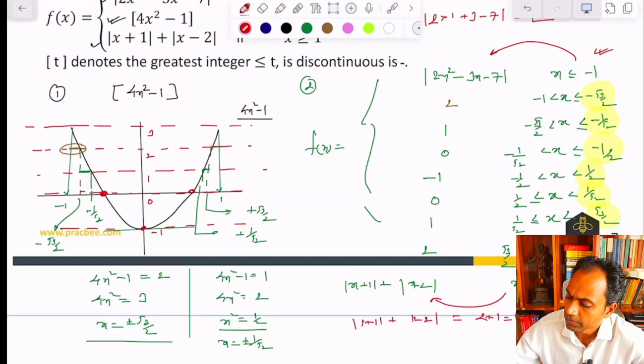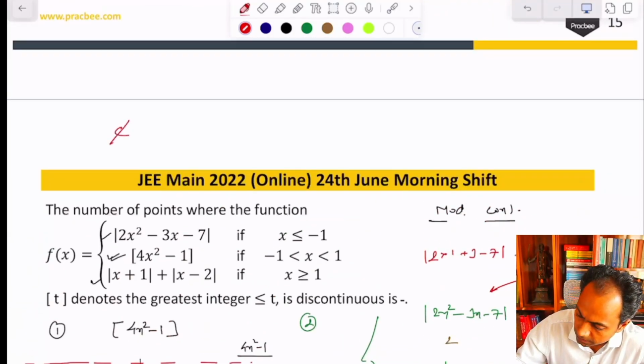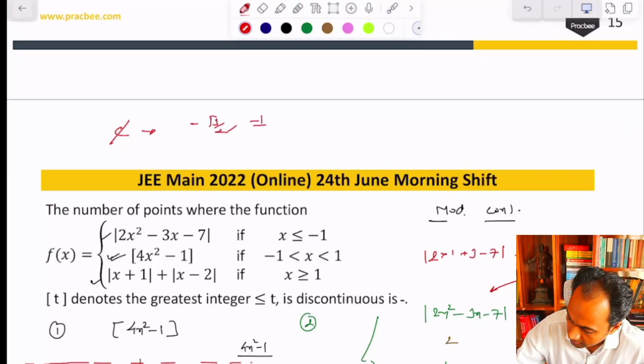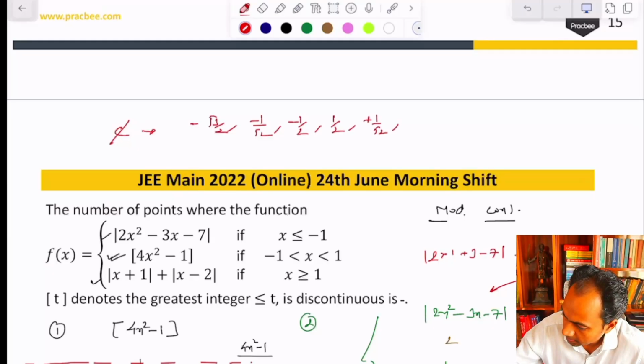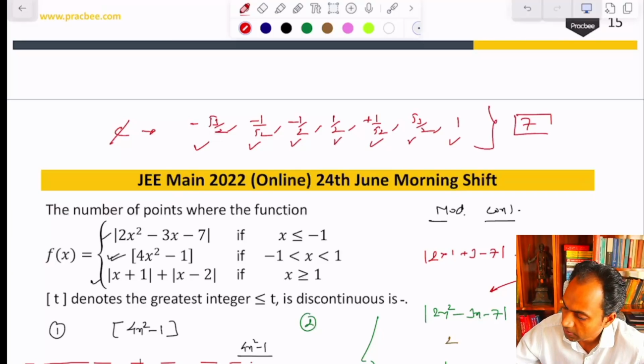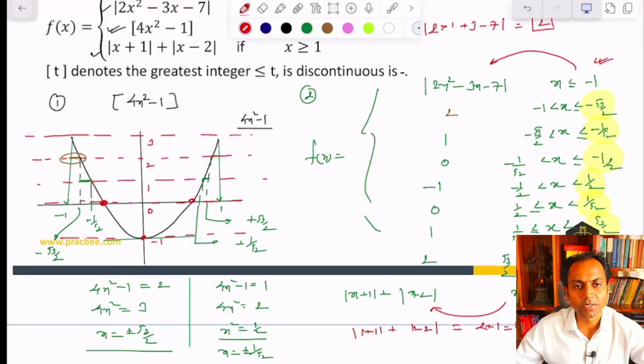So if I look into the points of discontinuity now, you can clearly see that at minus 1 it is continuous. The first point will come at minus root 3 by 2, then minus 1 by root 2, then minus 1 by 2, then plus 1 by 2, then plus 1 by root 2, and then root 3 by 2. And ultimately you saw that it came at 1. So how many points? 1, 2, 3, 4, 5, 6, 7. So there are 7 points of discontinuity. So in this question, what we did was we reinterpreted the function GIF using graphs and we were able to understand the points of discontinuity.